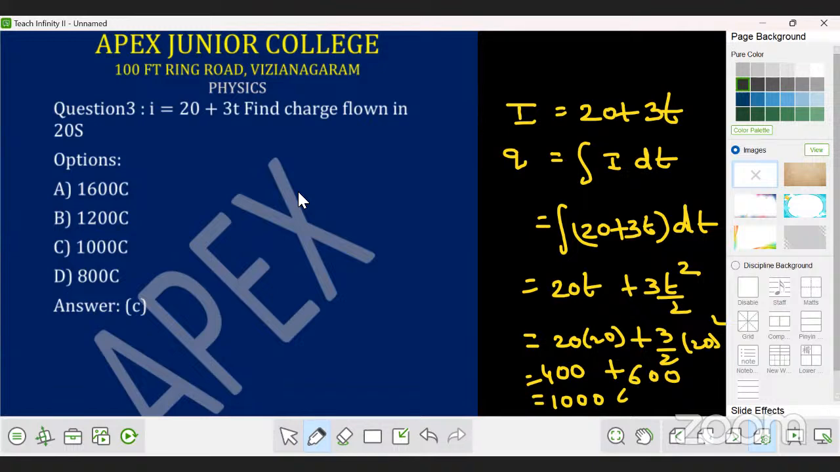Now, simply the current value is given and you have to calculate the charge value. Current I is nothing but dq by dt, na? Then q will be integral I dt. Okay. Next. Question number 4.